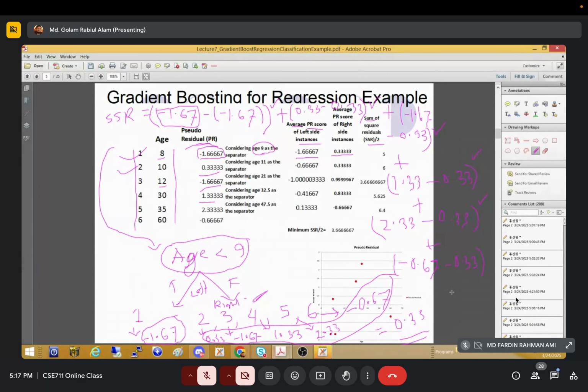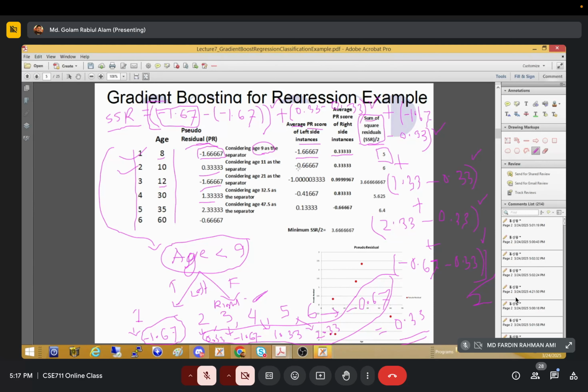Okay, so that is our SSR. Then we have to divide this whole thing by 2 to get the sum of squared residuals by 2. If we do the math, you will get 5 here.